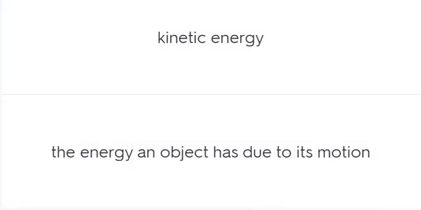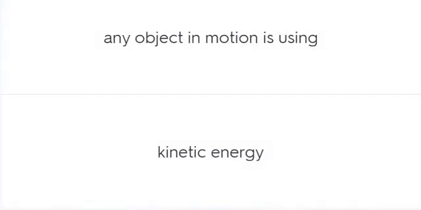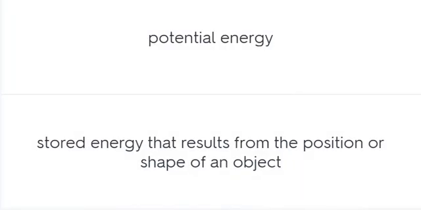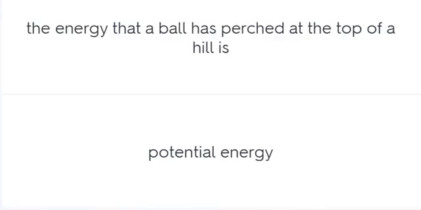Kinetic energy. The energy an object has due to its motion. Any object in motion is using kinetic energy. Potential energy. Stored energy that results from the position or shape of an object. The energy that a ball has perched at the top of a hill is potential energy.